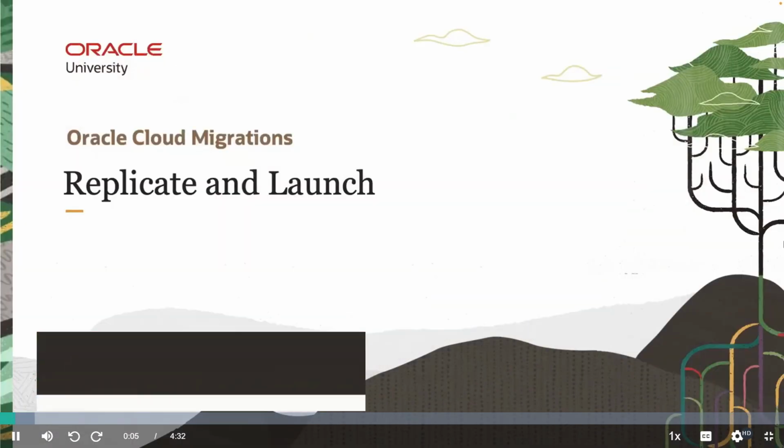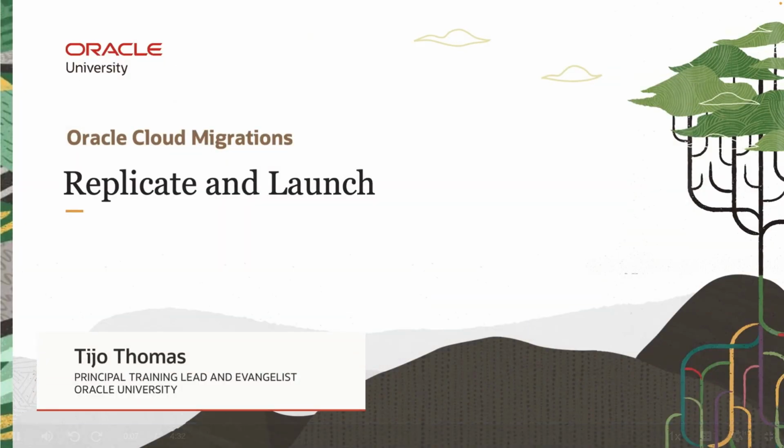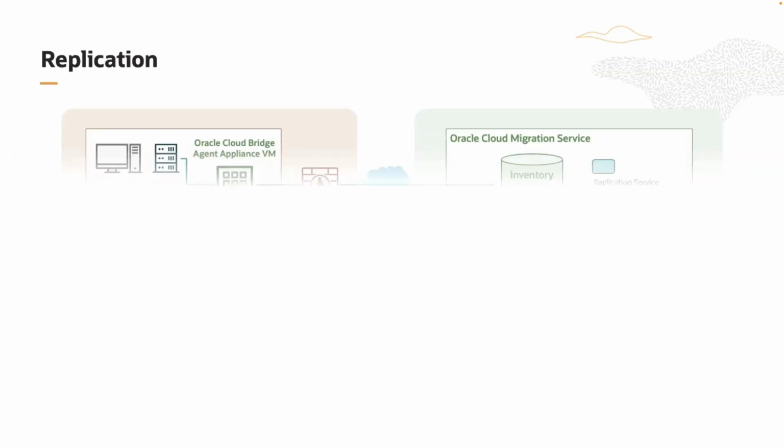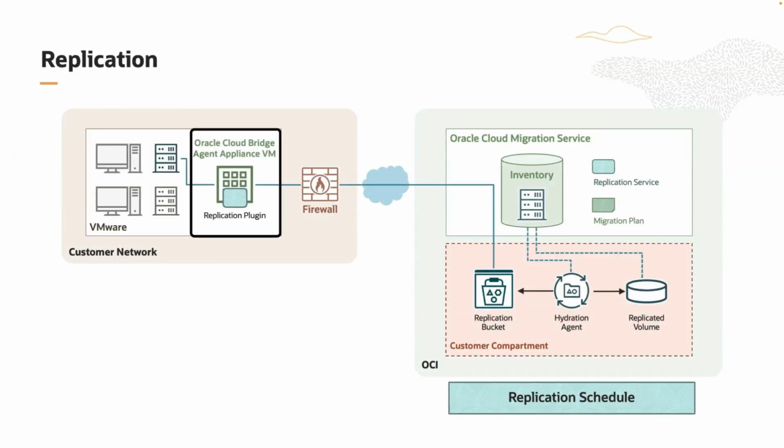Welcome back. We will go through our final migration stage in the OCM service, replicate and launch instances. We saw in our discovery lesson that Oracle Cloud Bridge has a few plugins, and one of them is the replication plugin. This plugin is responsible for triggering the replication process, and it is integrated with the OCM service. The service initiates a copy of virtual machine snapshots and drops that into the intermediate object storage bucket, depending on the replication schedule.